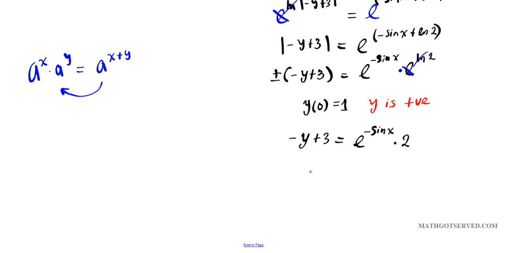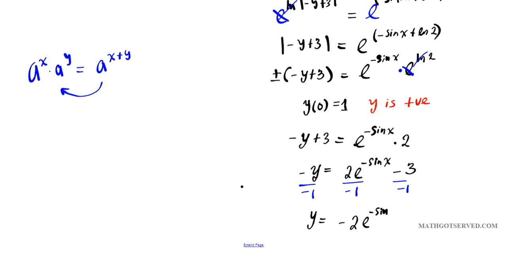If you subtract 3 from both sides, we have negative y equals 2e to the negative sine x, and then minus 3. And don't forget we have this minus here. So to address that negativity, we divide every single term by negative 1. And our final particular solution is y equals negative 2e to the negative sine x plus 3. And there goes your particular solution for the differential equation.